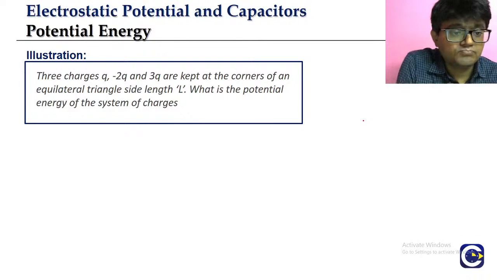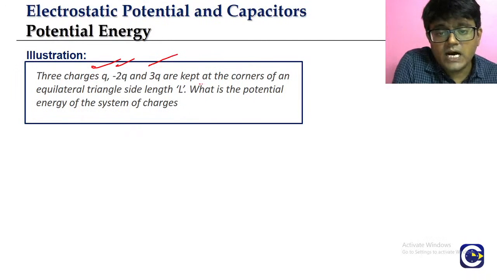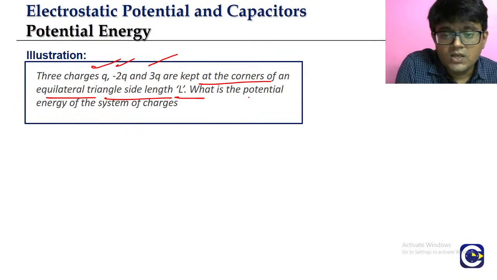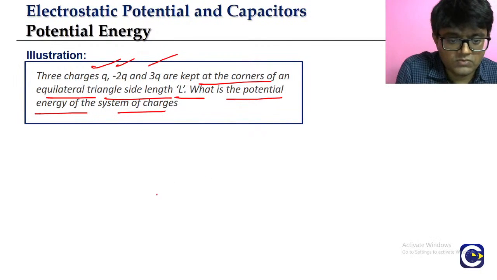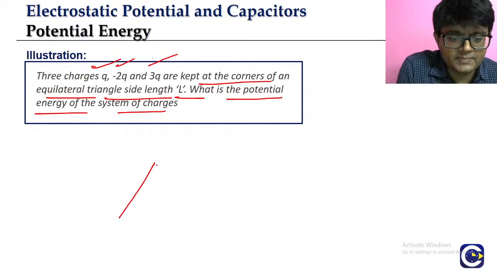charges q, minus 2q and 3q are kept at the corners of an equilateral triangle of side length L. What is the potential energy of the system of charges? You can calculate and tell. Just represent it and try.